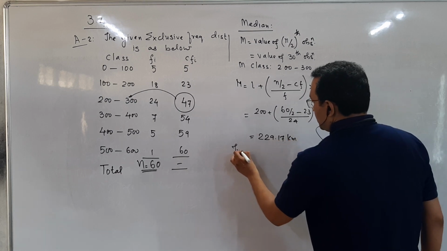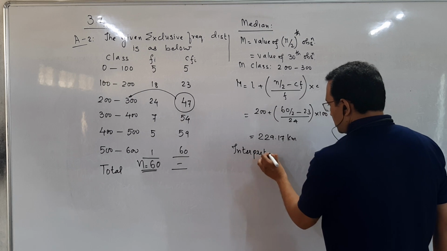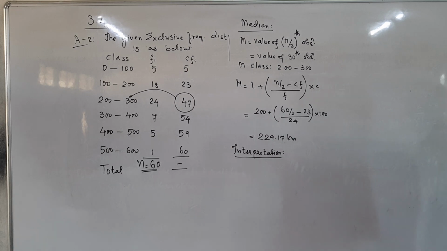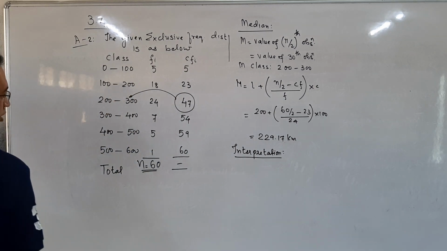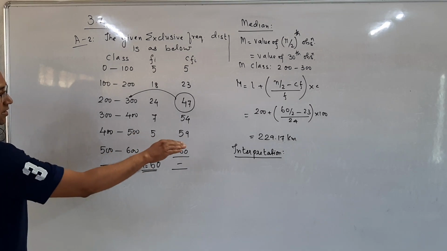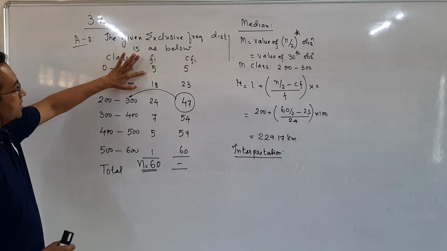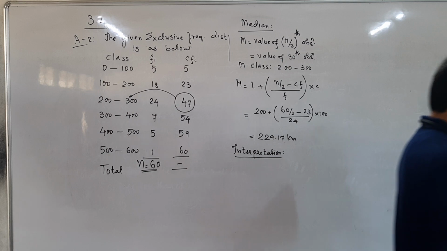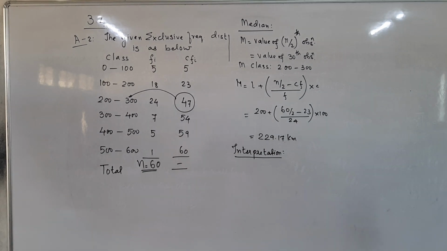So what is the interpretation? Now just now I have drawn the line diagram. So all of you know the data is the distance traveled in kilometer and fi. So what we will say? Median is 229.17 kilometer. So on 50% of the days, the distance traveled will be... the percentage always we have to write for fi. So what will be the interpretation?